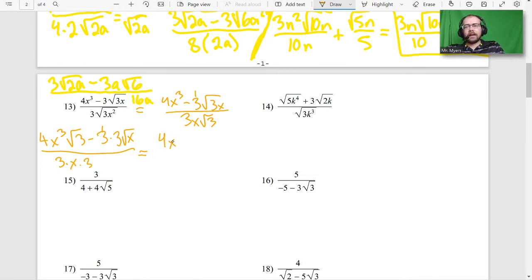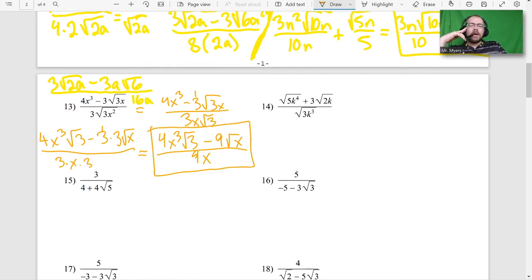So 4x cubed root 3 minus 9 root x over 9x. And I think that's as far as we can go there. All right, so that's it. Boom. So again, we have something that simplifies here. Oh, and on the top as well, that's k squared. The trick to taking square roots of large powers is just to divide by 2. If you're going to take a square root, divide the power by 2.